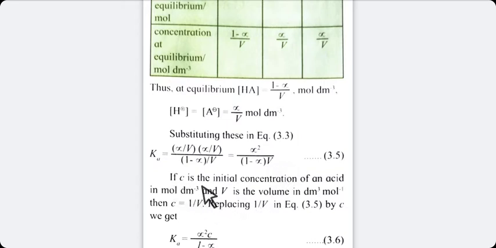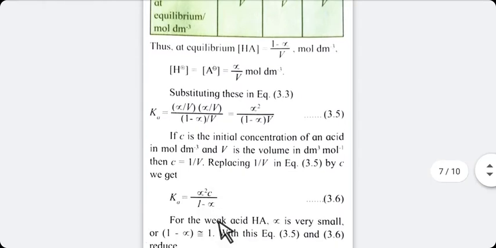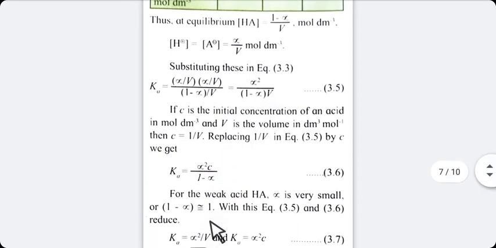Now if C is the initial concentration of acid in mole per decimeter cube and V is the volume in decimeter cube per mole, then C is equal to 1 upon V. So in place of 1 upon V, we can use C. So your formula will be Ka is equal to alpha square C upon 1 minus alpha. 1 upon V means C, concentration. For a weak acid, alpha is very small.